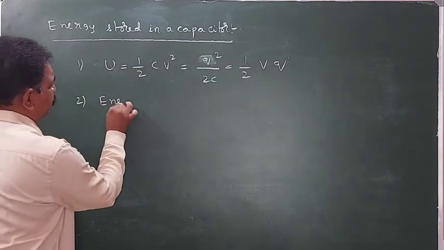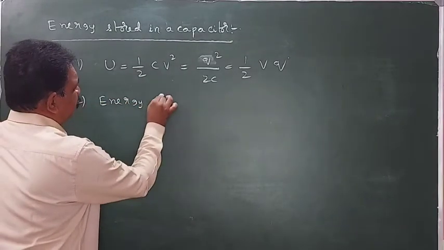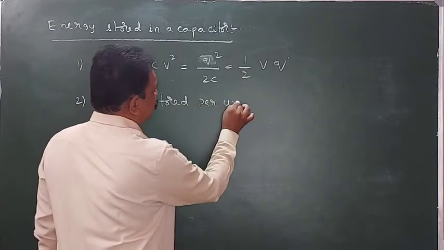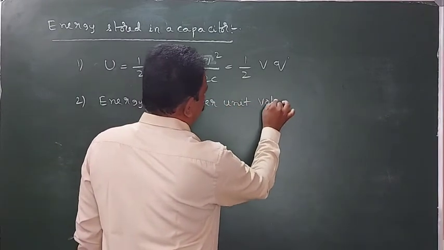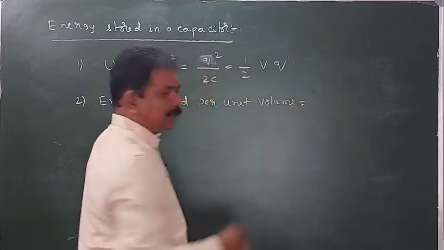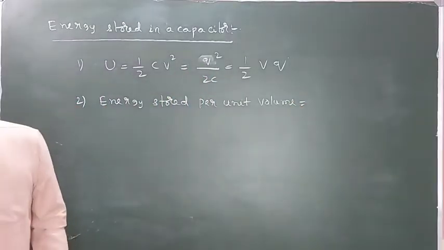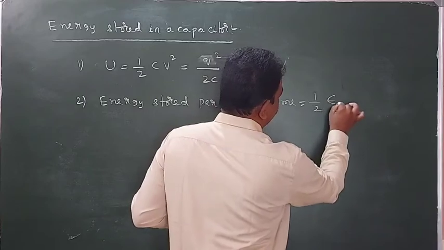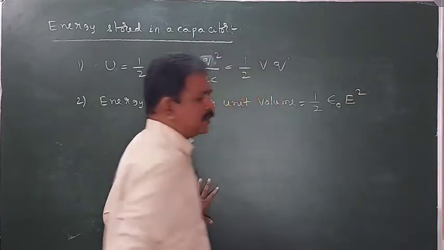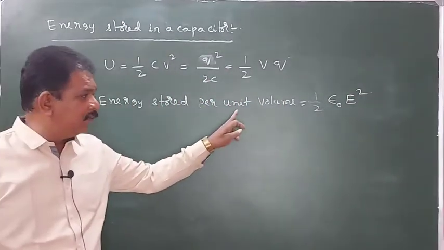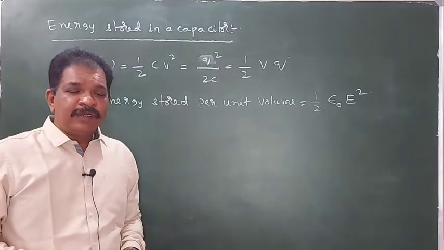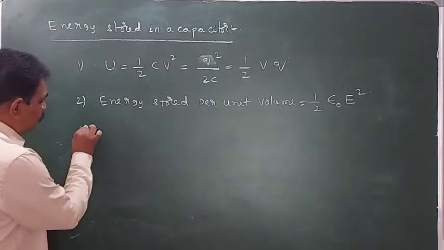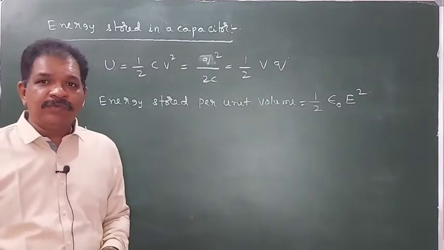Energy stored per unit volume. Energy stored per unit volume, this formula will be 1 by 2 epsilon naught E square. Already this derivation is also there. Energy stored per unit volume. Next, one more question they will ask in the objective.